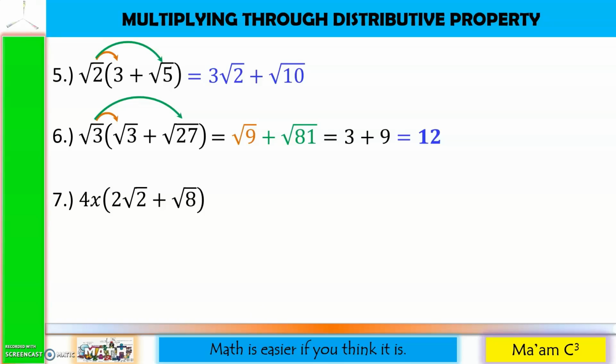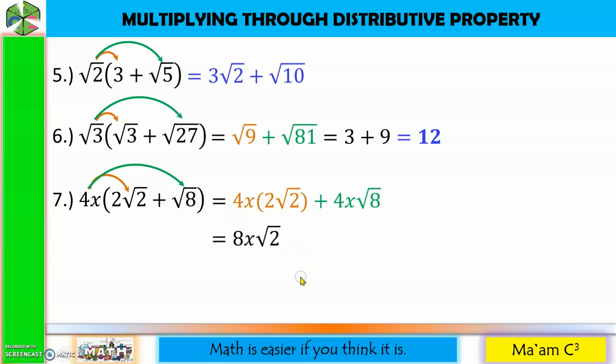Next one, let us distribute 4x. So we have 4x times square root of 2, and then 4x times square root of 8. 4 times 2 is equal to 8. So this will be 8x square root of 2. Factors of 8, 4 and 2. So this will be plus 4x square root of 4 times 2.